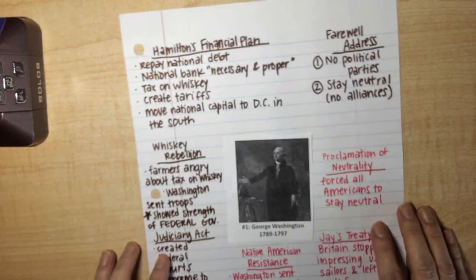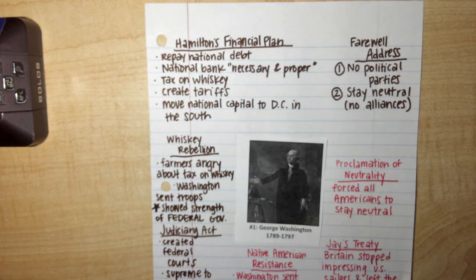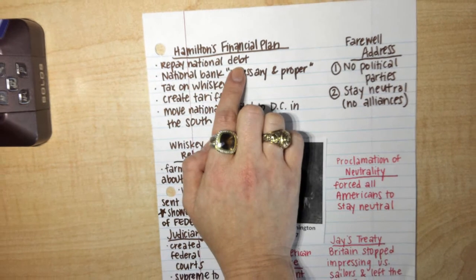All right, we have 2 more topics to cover. First off, Hamilton's financial plan. Alexander Hamilton served on George Washington's cabinet as the Secretary of the Treasury, and he had the big problem of how we're going to get rid of America's debt after the American Revolution.